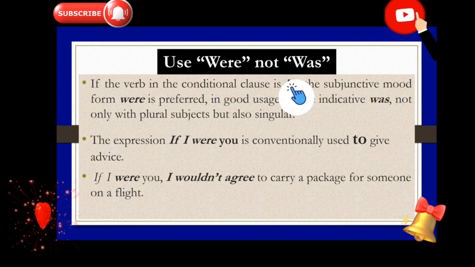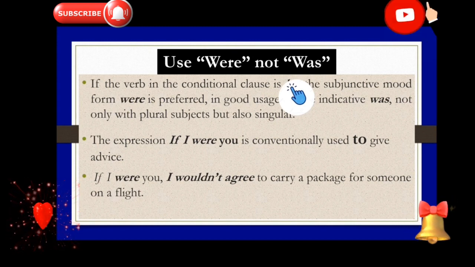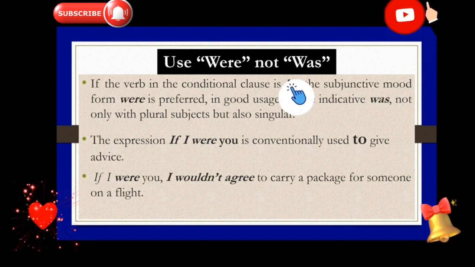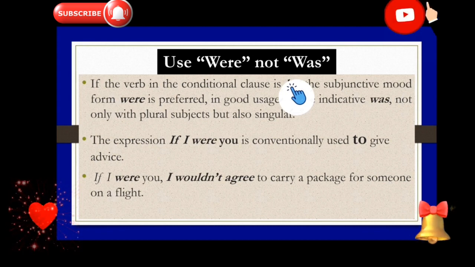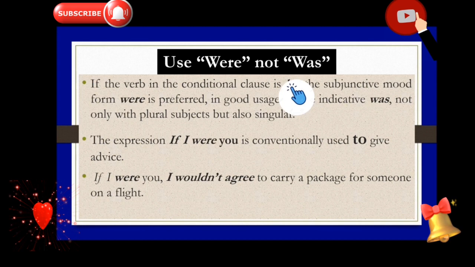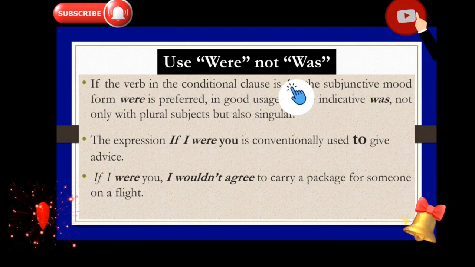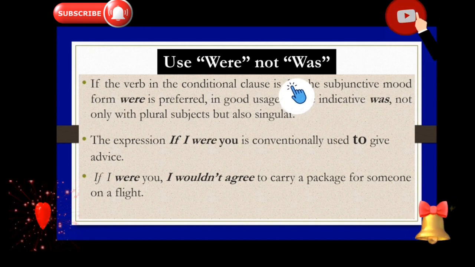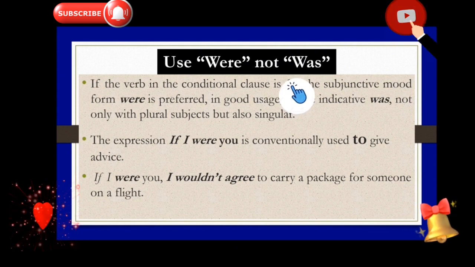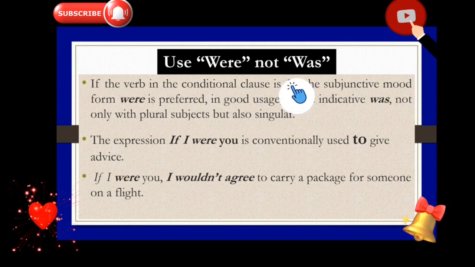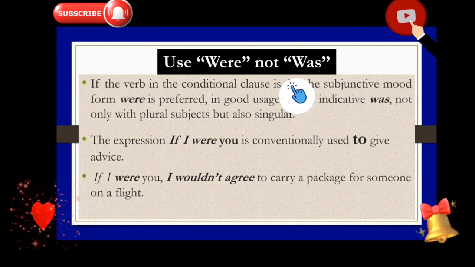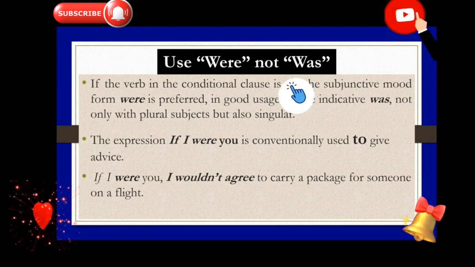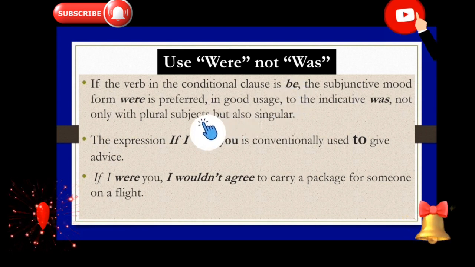Or if she were alive. If she were alive, she could see this, right? Or she could participate in my wedding ceremony. Now, is she alive now? Not at all. Is she participating in my wedding ceremony? Not at all. I'm just imagining, making an unreal situation.